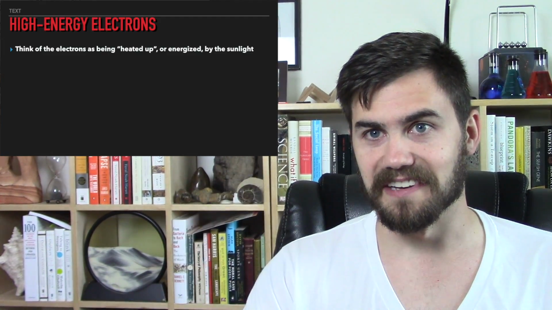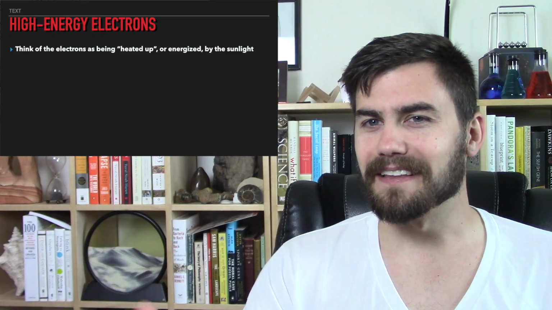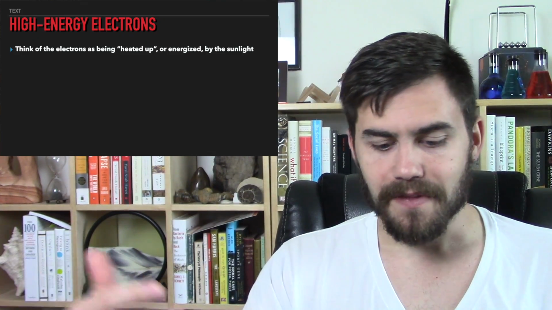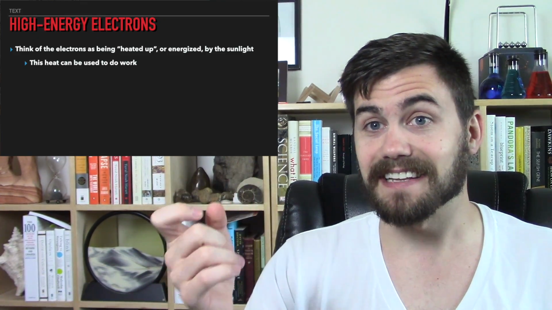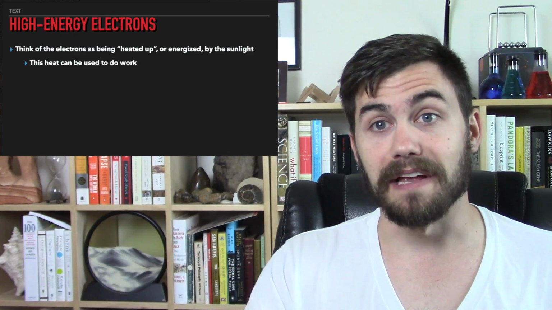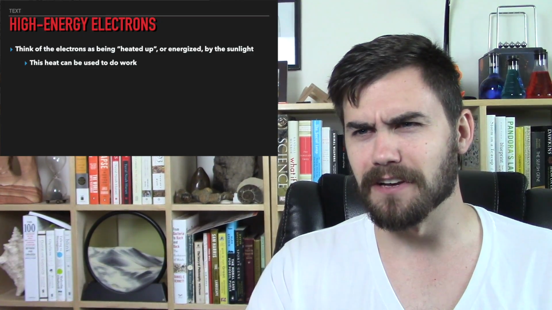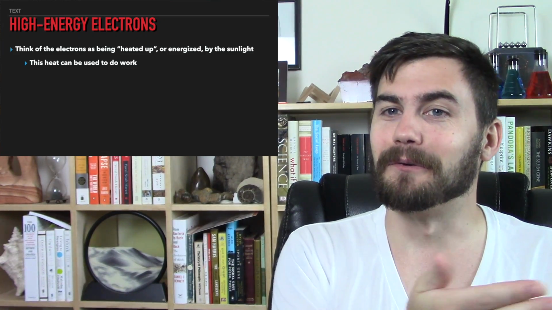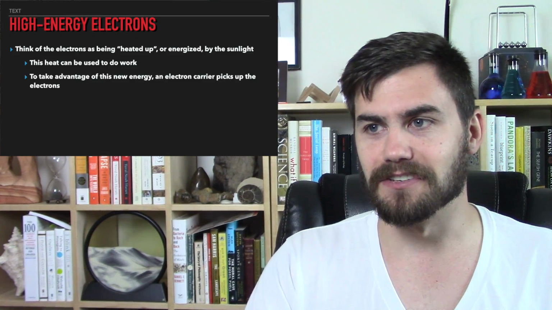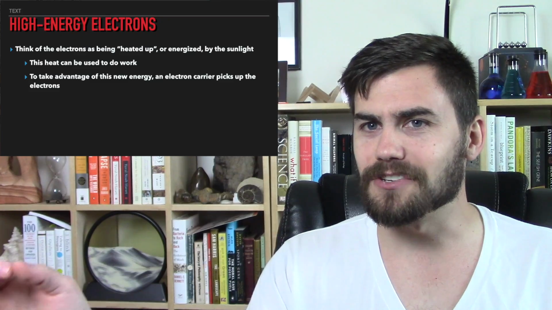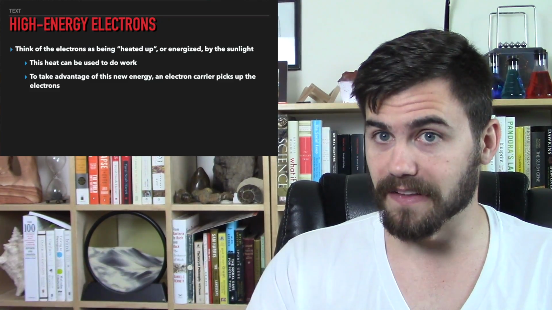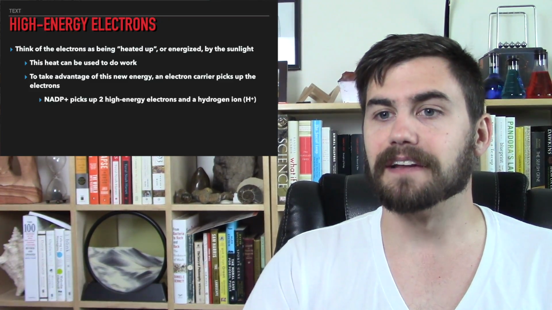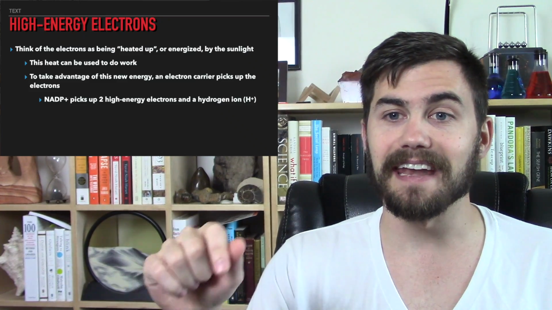So, those electrons that I just mentioned, we can think of them as being heated up by the sunlight, and that energy that's given to them is used to do work. What is the definition of energy? It's the capacity to do work. So what these electrons have to do is they have to be transported by a molecule. And we call that an electron carrier. And its name is NADP+.